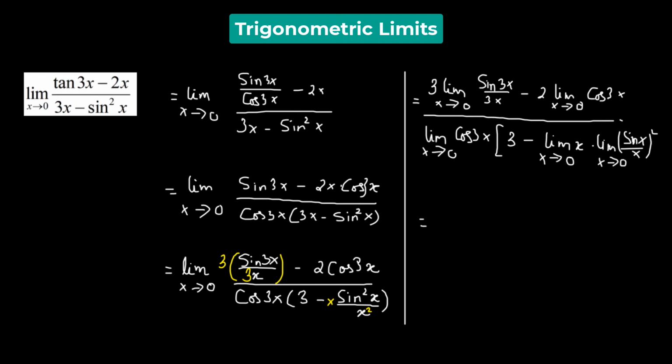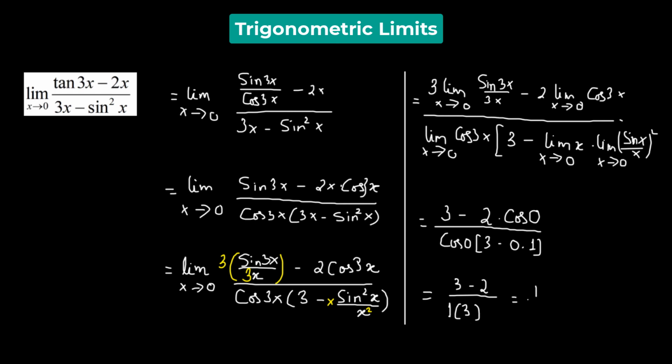So that will give us 3 times the limiting value of sine 3x over 3x, which is going to be 1, minus 2 times cosine of 0 divided by cosine of 0 times 3 minus limiting value of x, which is going to be 0, times limiting value of sine x over x, which is 1. So that gives us 3 minus 2 divided by 1 multiplied to 3. So we have a limiting value of 1 over 3 for the given function when x goes to 0.